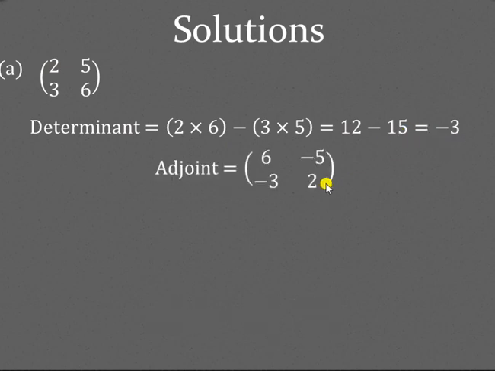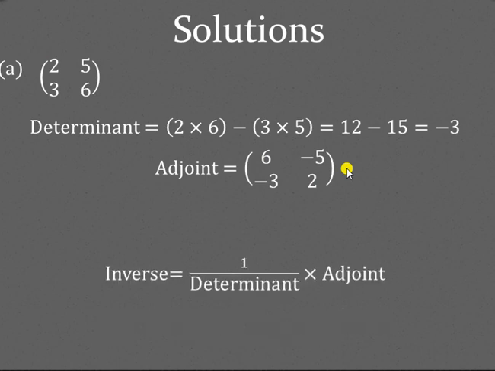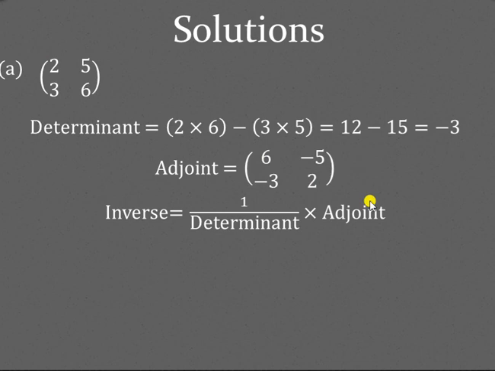Next step is to find the adjoint. Adjoint, we have just said, simply exchange the positions of the elements in the major diagonal, then change the signs of the elements in the minor diagonal. So that is how this adjoint was obtained. Then finally we bring our formula for the inverse. We said inverse is 1 out of determinant times the adjoint. You simply substitute your information. Remember, we got the determinant as -3 and we got the adjoint matrix as this. So it is 1 out of -3 multiplied by this adjoint here.